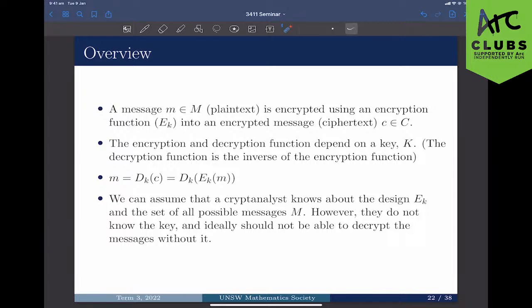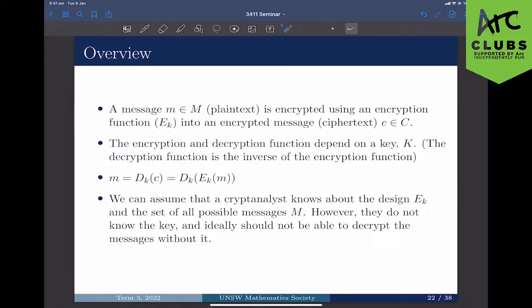So if we want to accomplish that goal, we start off with a message, and then we encrypt it with an encryption function into an encrypted message, C. And once we encrypt the message, encrypting and decrypting depends on a key, K.